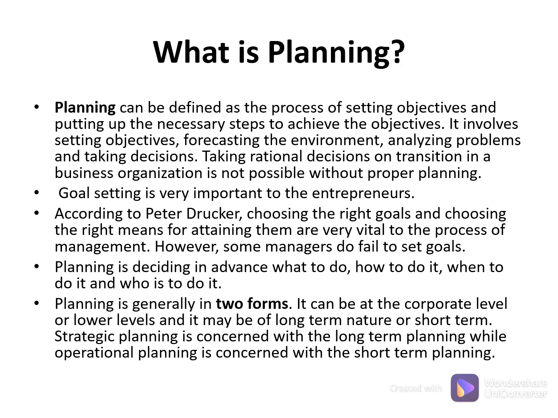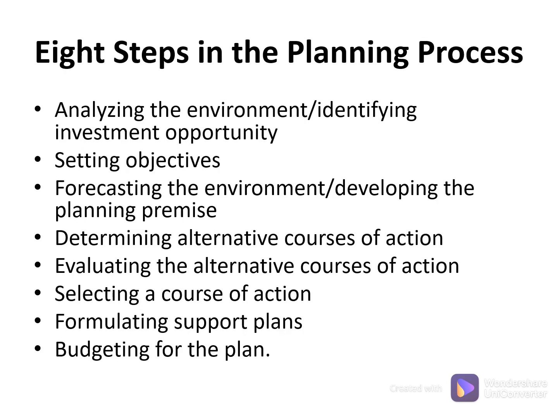So what is planning? Planning can be defined as a process of setting objectives and putting up the necessary steps to achieve the objectives. That's the main definition of planning. And planning is generally in two forms. It can be corporate level or lower level. Planning in most businesses takes place at two levels. At the corporate level, that is at the higher level of the organization, where the CEOs, the chief executive officers, you understand, sit down and discuss planning. And then you have planning at the strategic level, where issues concerning operations and all these are talked about.